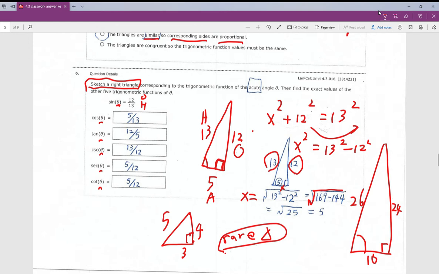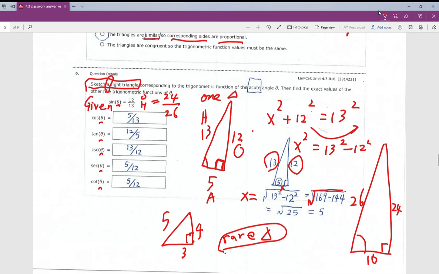You are going to have the same trigonometric function value. Now, when they ask you to sketch a right triangle, they say a triangle here, because there is more than one triangle that satisfies opposite over hypotenuse equals 12 over 13. You can say that 24 over 26 still equals, after reducing, 12 over 13. But we don't need to draw a very big triangle. You only need to draw one triangle to satisfy the given.